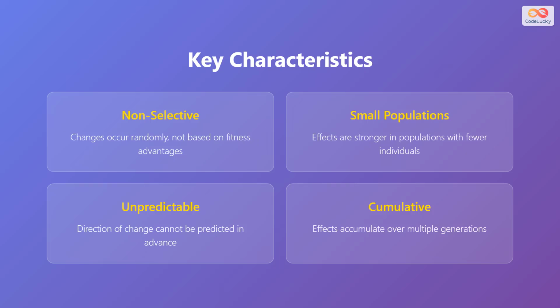Genetic drift has four key characteristics that define how it works. First, it's non-selective, meaning changes occur randomly without regard to whether traits are beneficial or harmful. Second, its effects are much stronger in small populations than large ones. Third, it's unpredictable, we cannot forecast which alleles will increase or decrease. And fourth, the effects are cumulative, building up over multiple generations to create significant changes in a population's genetic composition.